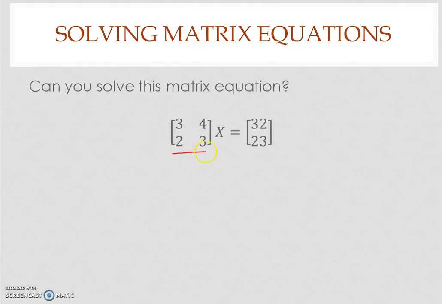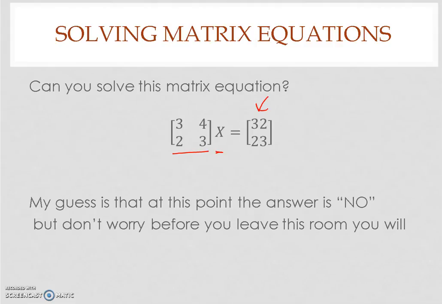We have this matrix here that we're going to be multiplying by another matrix to get the matrix here that is 3223. And right now my guess is that the answer would be no. But this is where we're going. It's going to take us a while to get here, so I want you to stay with me and make sure you're focused as you watch this video.